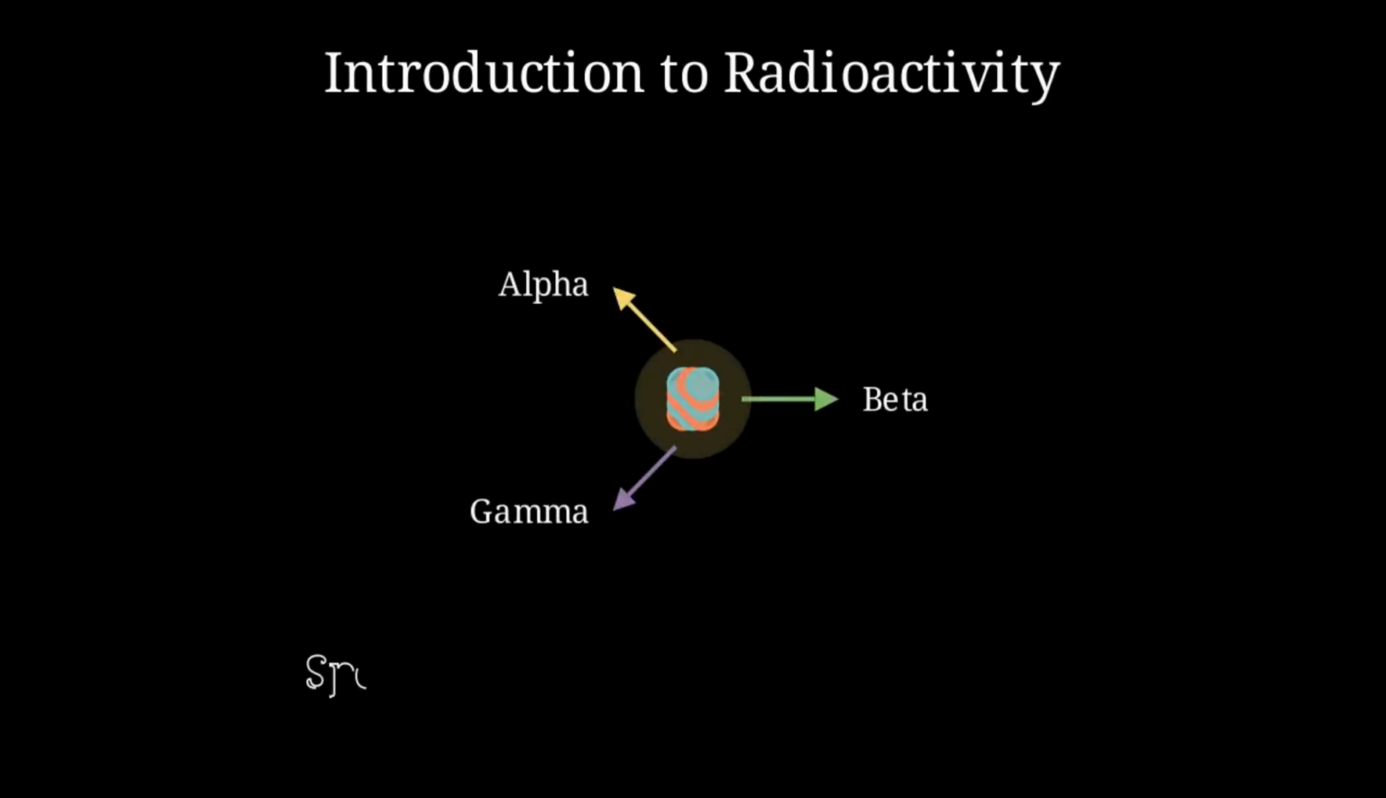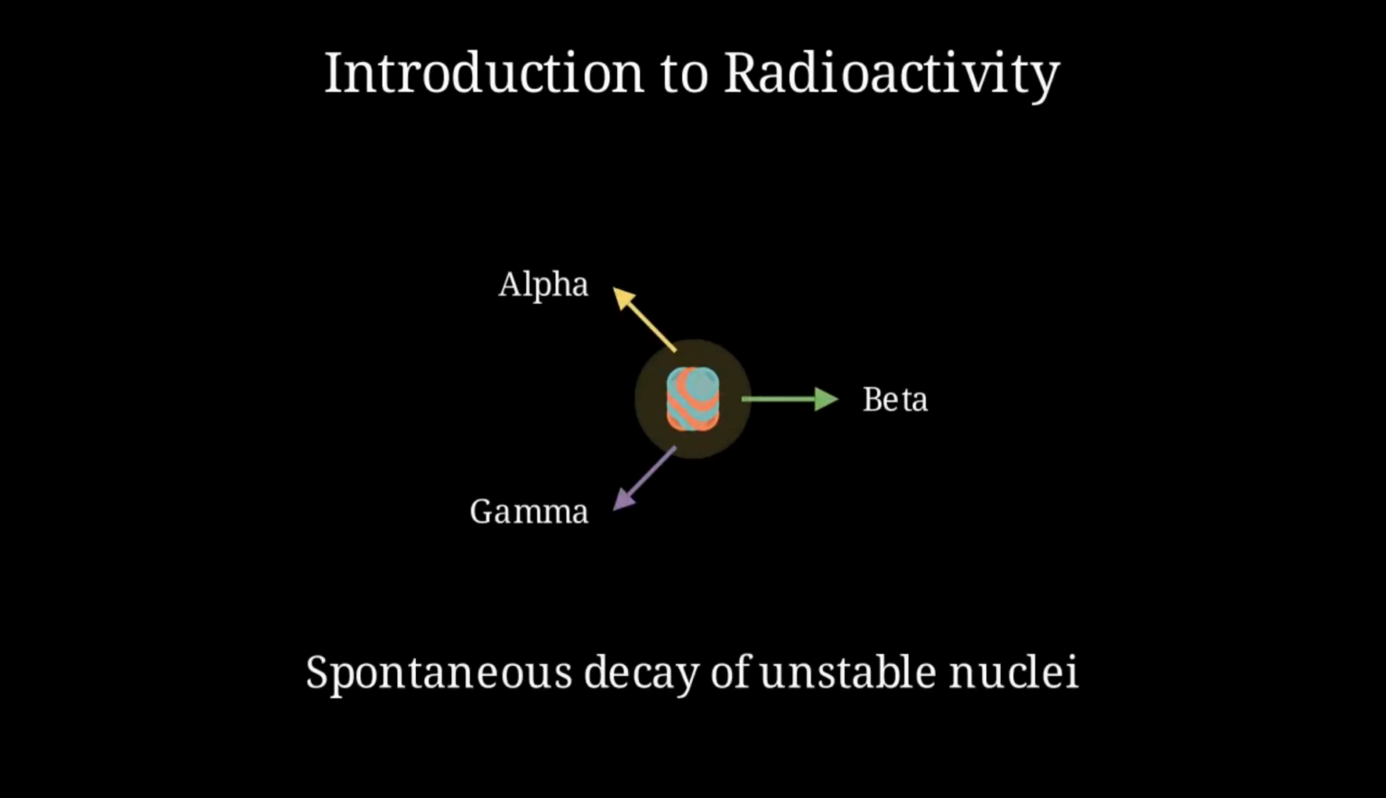In the world of nuclear physics, certain atoms possess unstable nuclei. These atoms spontaneously emit radiation to reach a more stable state. This process, known as radioactive decay, occurs randomly for individual atoms but follows a predictable pattern for large populations.